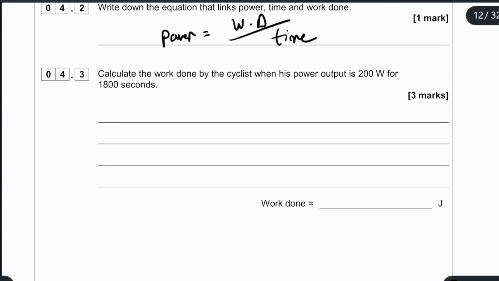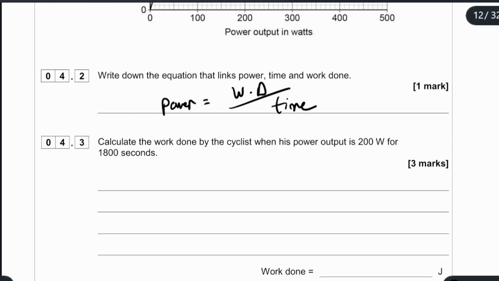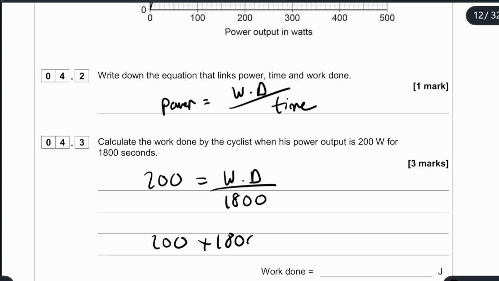Calculate the work done by the cyclist when his output power is 200 watts for 1800 seconds. So we could just plug this into our equation. The power is 200 watts, and that is equal to the work done divided by the time, which was 1800 seconds. So 200 multiplied by 1800 seconds gives us the work done, which is equal to 360,000, and the units are joules.